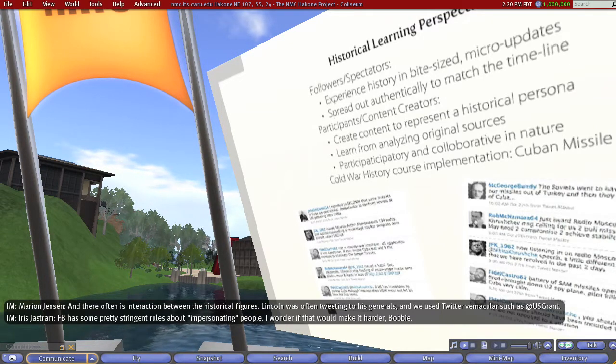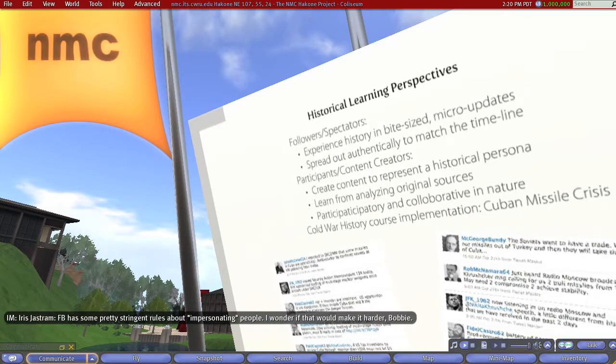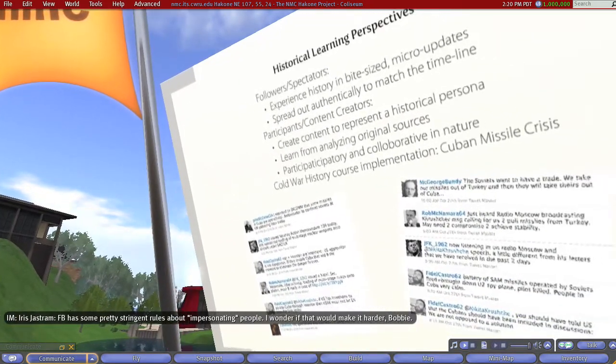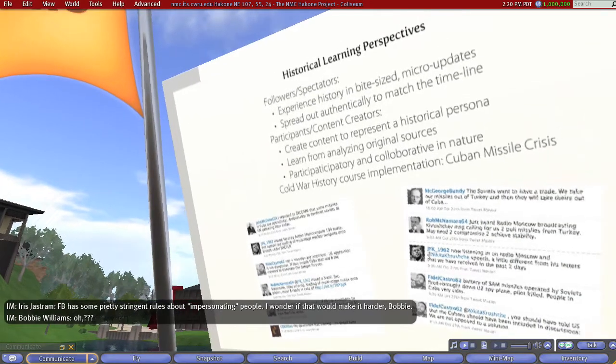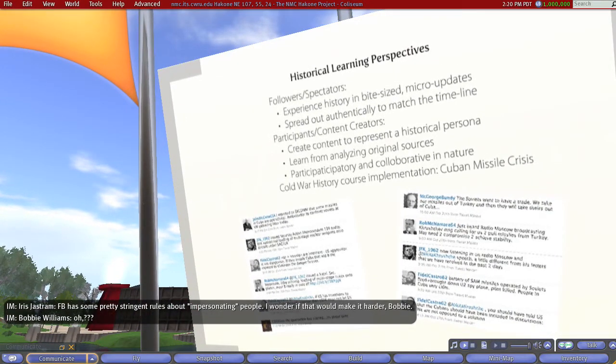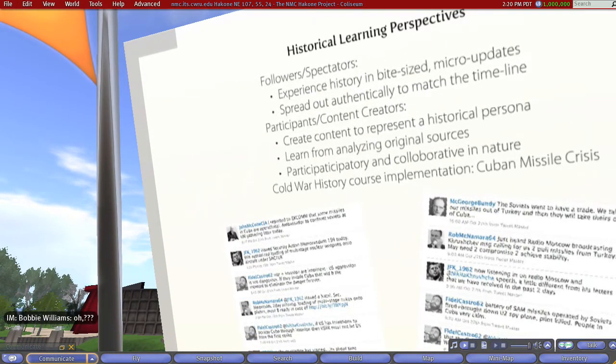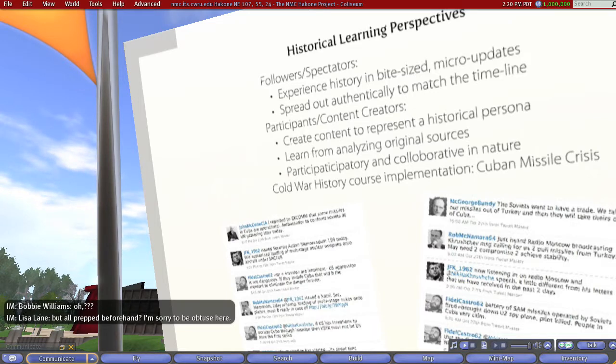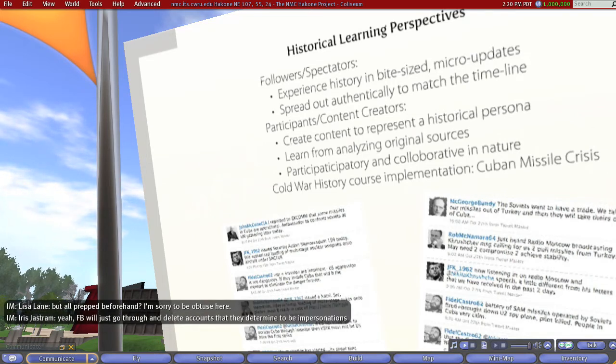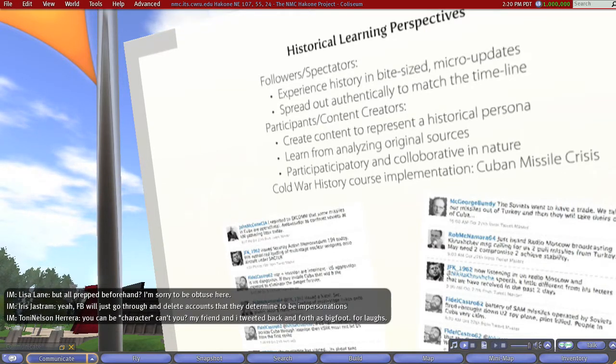So to talk about some of the opportunities that are afforded by the TwHistory model, certainly we can look at this from the perspective of the follower, those who actually follow the reenactment as it's happening, or we can look at it from the perspective of the actual participants, those who are creating the tweets. Now, the followers actually have the opportunity to experience the historical event in these bite-sized or micro updates, and they can experience them throughout their day.